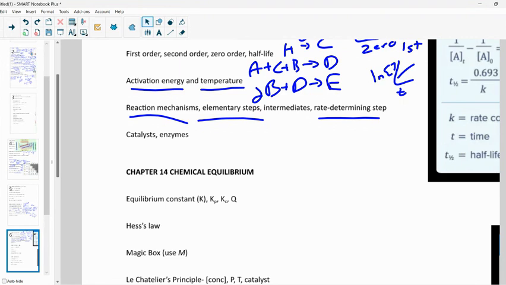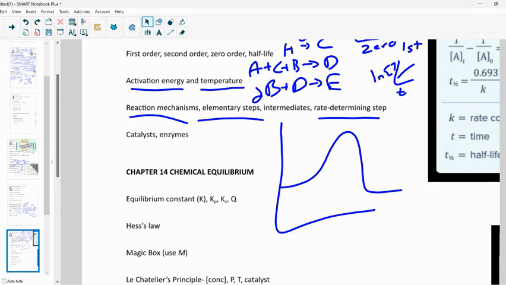Last up, catalysts, enzymes. Catalysts do what? They speed up the reaction by lowering the activation energy. They change this pathway. Whatever that slow step is, they make it a little bit faster. So if I were to show what the catalyst looked like, I would start in the same spot, and I would finish in the same spot. But I would have lower activation energy, and I would get there faster. Right? Still starting and finishing in the same spot.